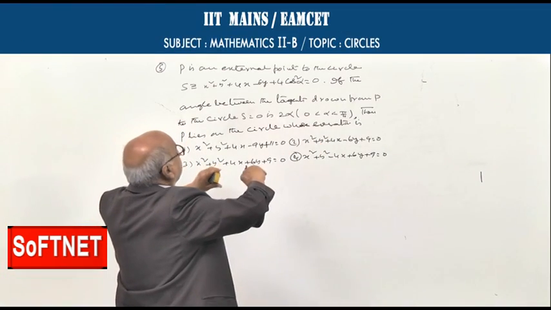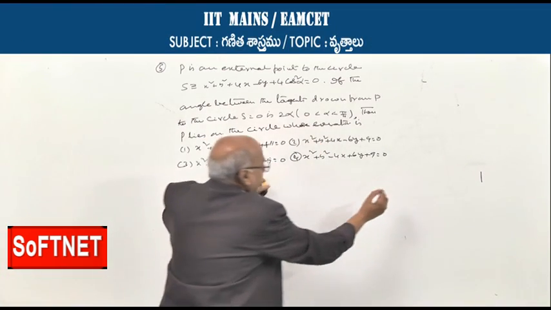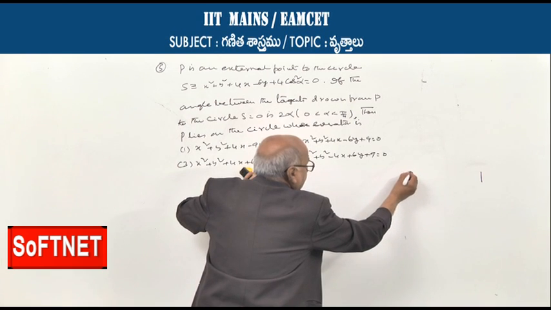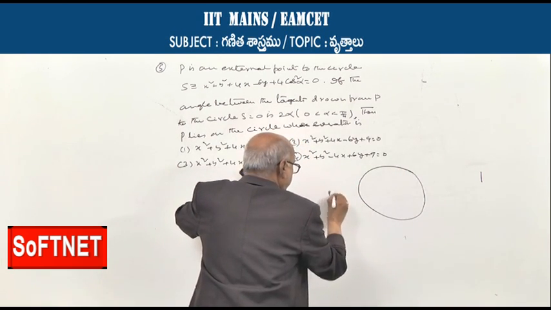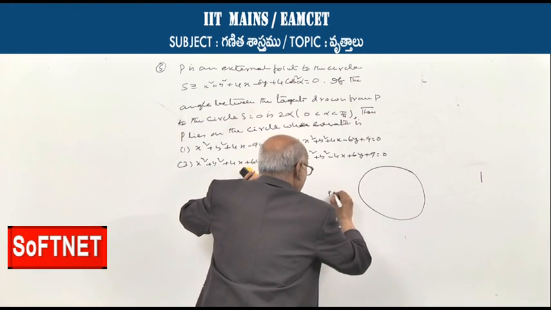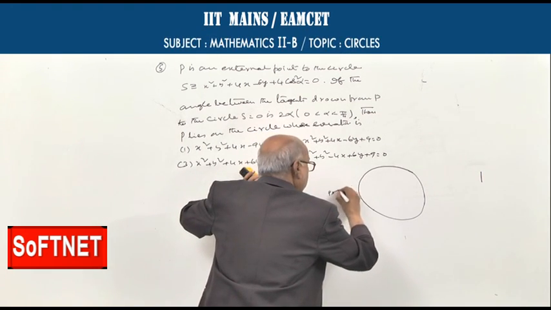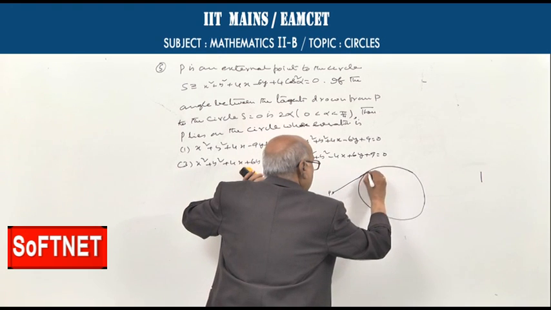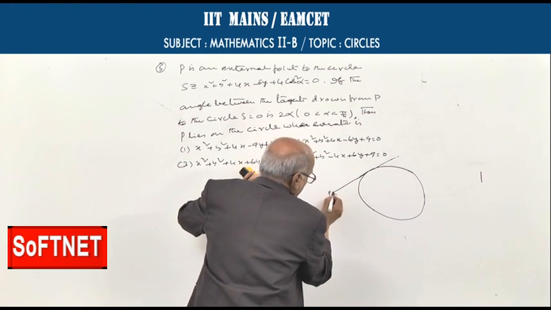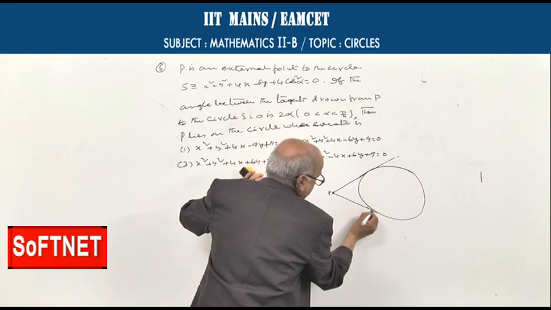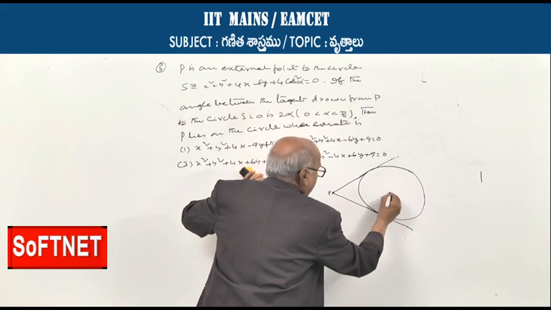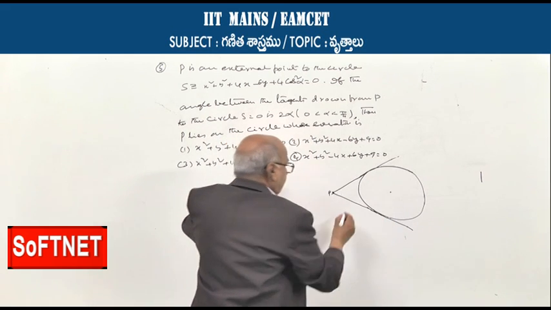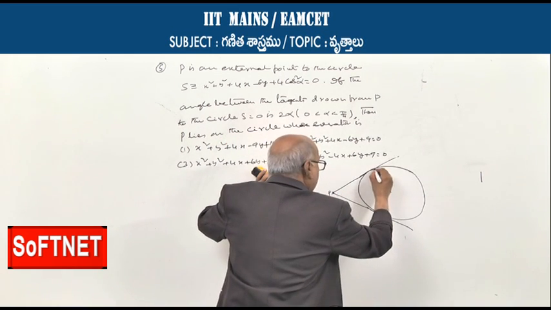So what you are given is a circle, and P is an external point from which tangents are drawn, and all of you know that from any external point of a circle we can draw two tangents.